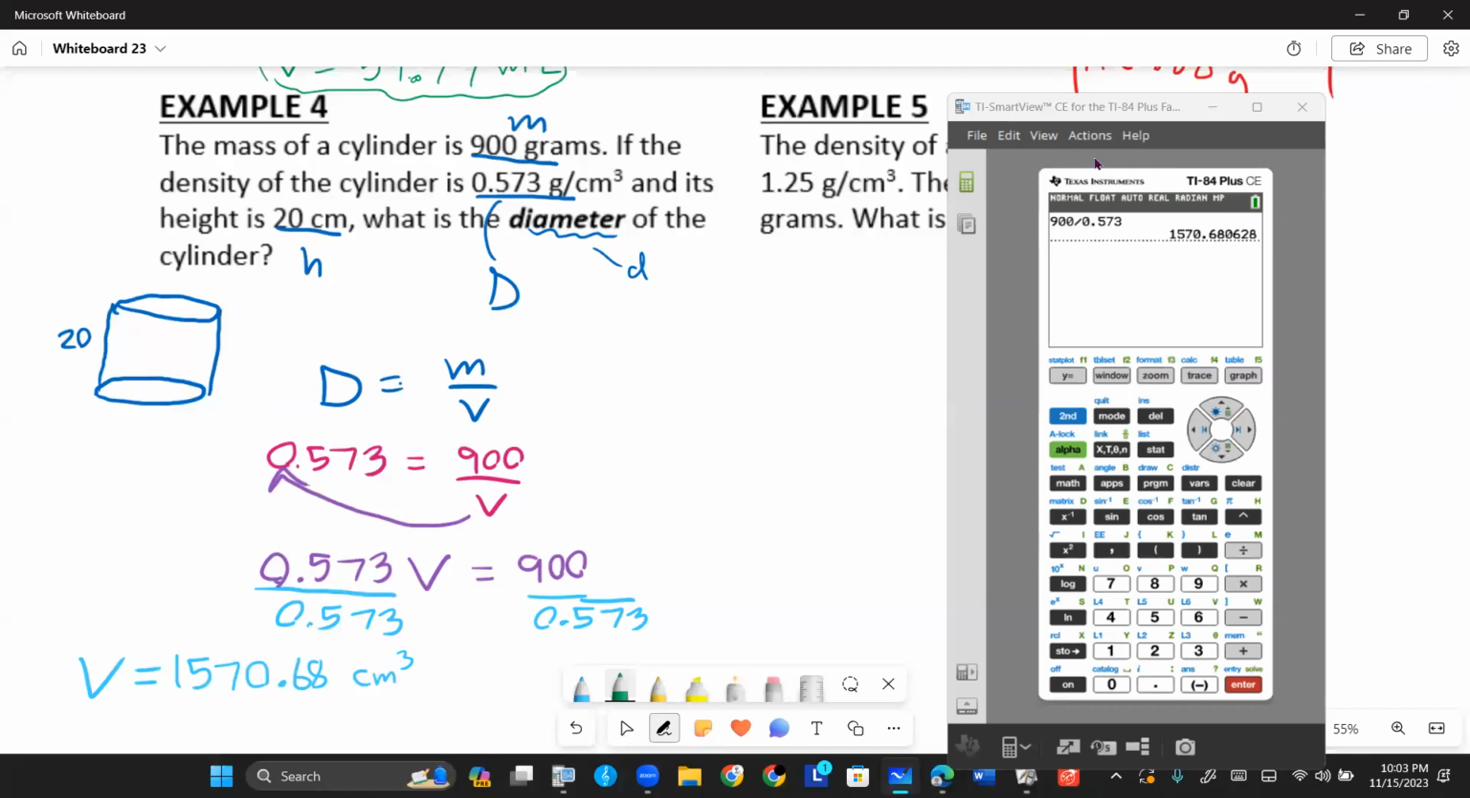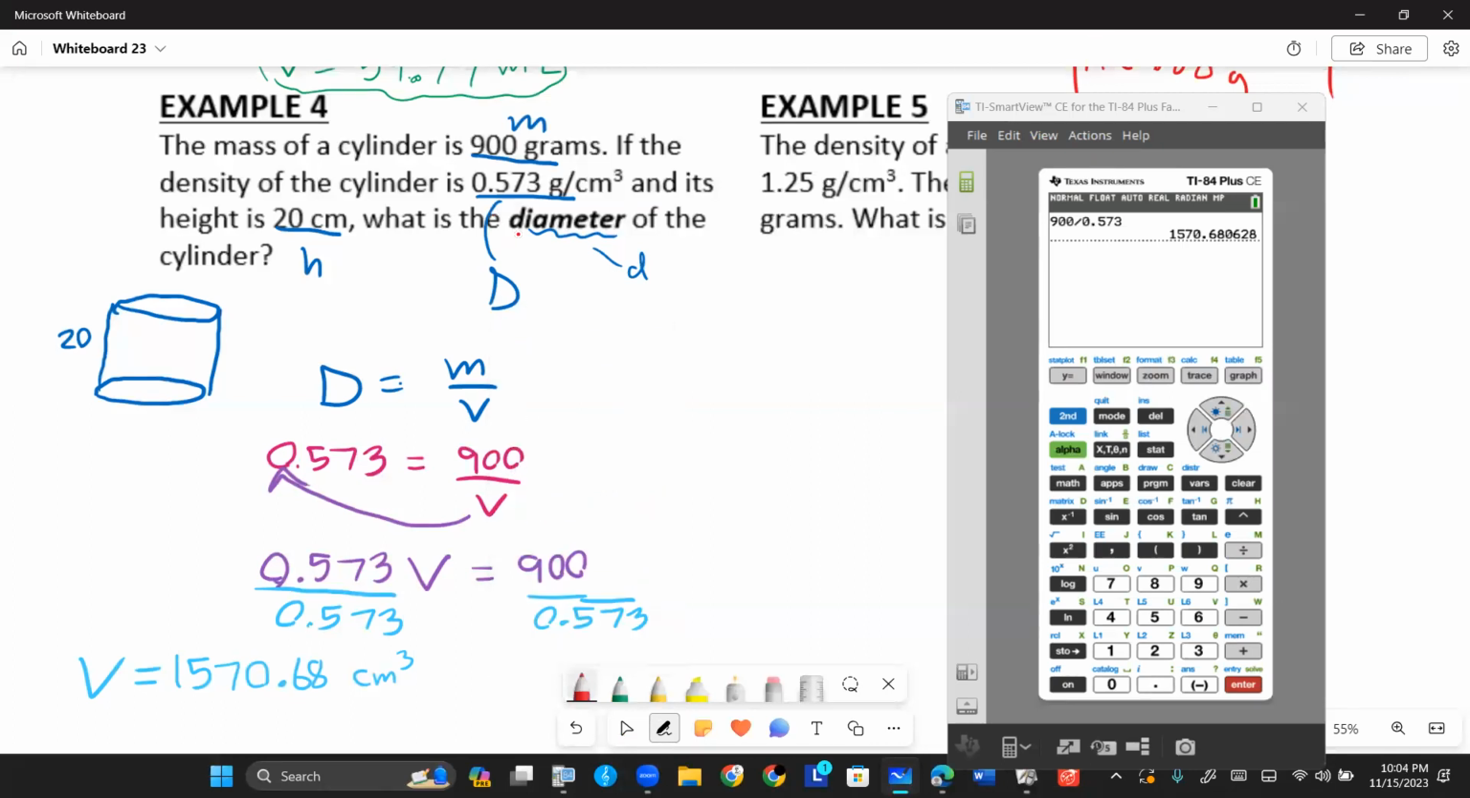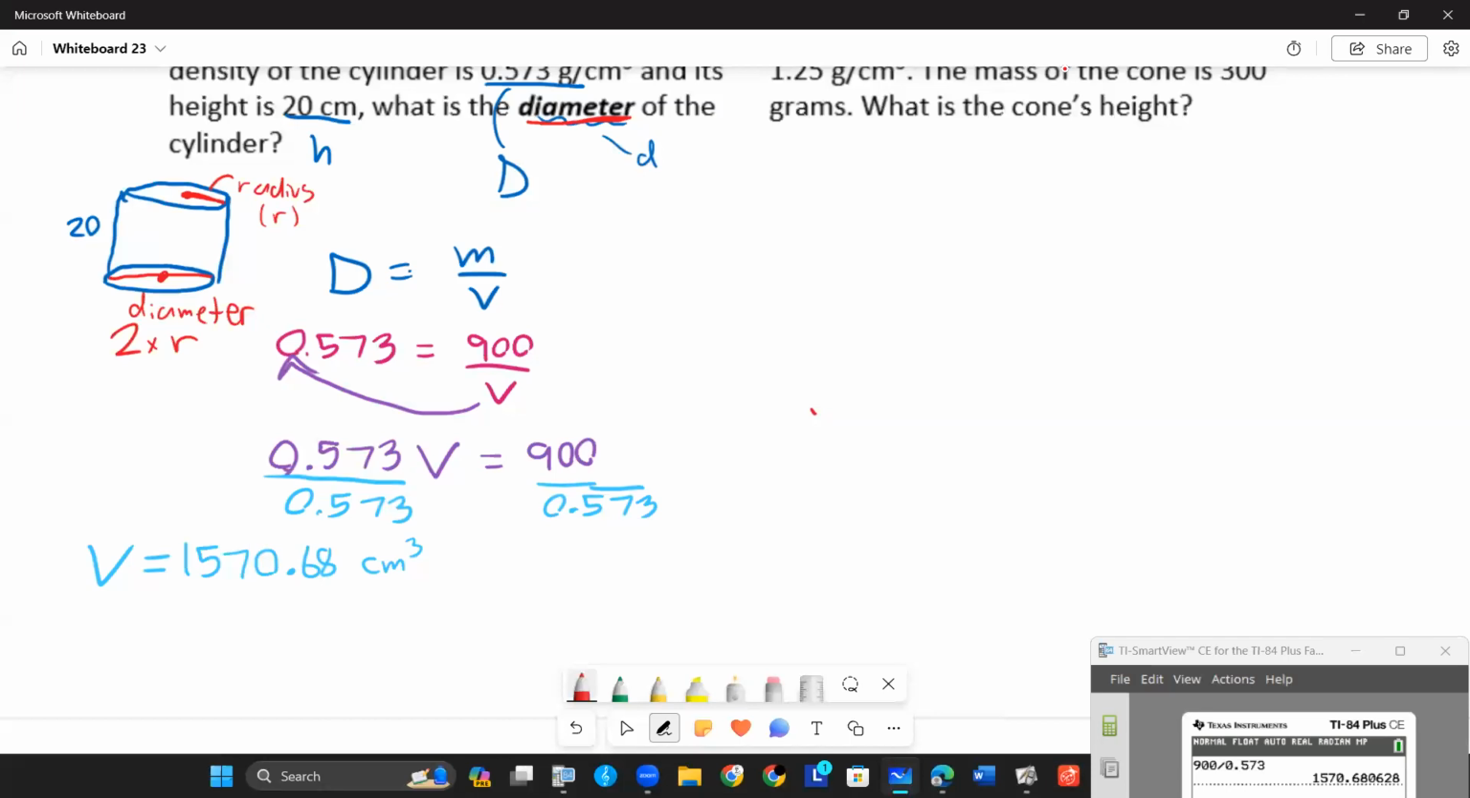But the question's not asking for the volume. The question is asking for the diameter. So we want to find what the diameter of that cylinder is. Since it's a cylinder, the diameter is going to be the distance between the edges of the circle, and the diameter is also going to be twice the radius. So we really need to just solve for the radius and then double it to get your diameter.